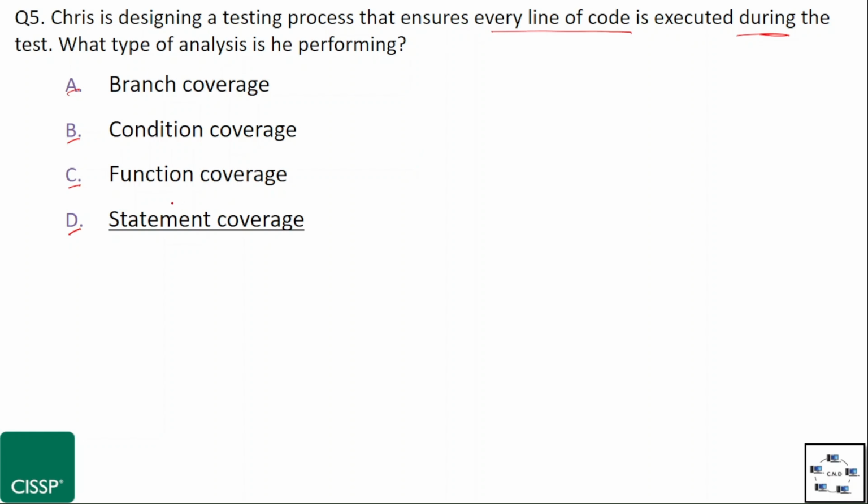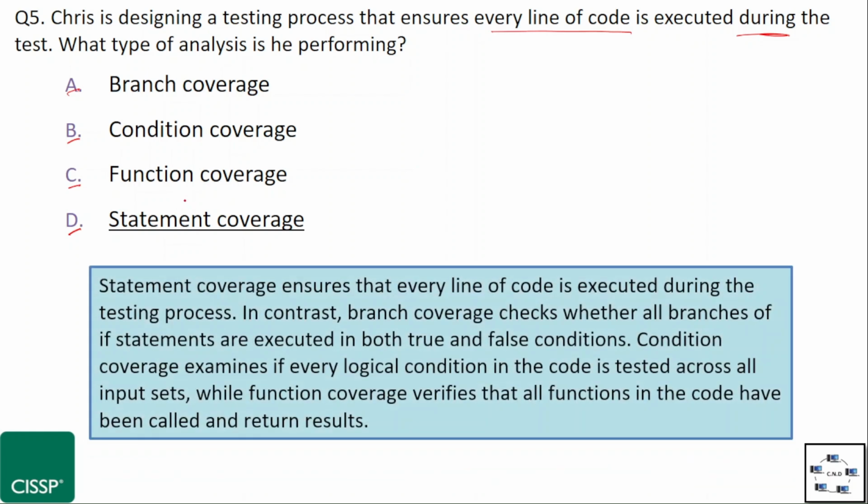As the name indicates, every statement or every line of code is covered during that type of test. So statement coverage ensures that every line of code is executed during the testing process. In contrast, branch coverage checks whether all branches of an if statement are executed in both true and false conditions. Condition coverage examines if every logical condition in the code is tested across all input tests, while function coverage verifies that all functions in the code have been called and return results.